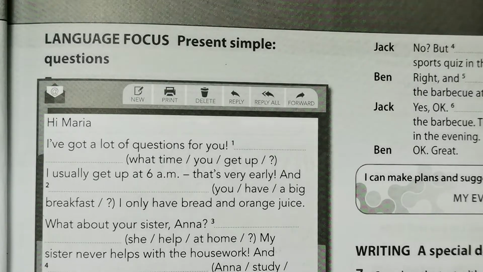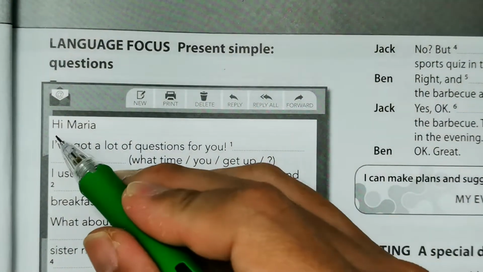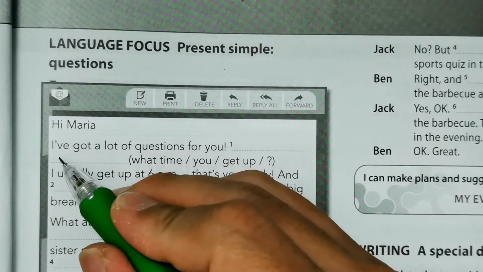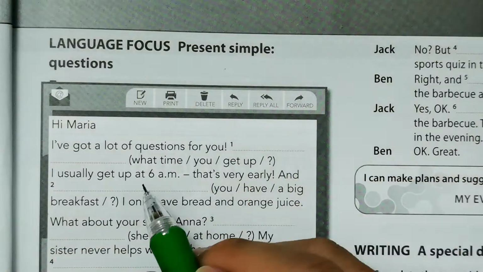Okay, pupils, we are on this Year 5 English Plus 1 workbook on page 27. We are on Unit 2, so this is language focus. Today we are going to learn present simple corrections. So this is an email. Hi Maria, I've got a lot of corrections for you.